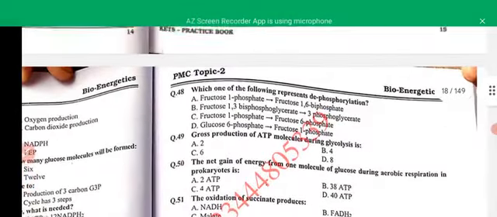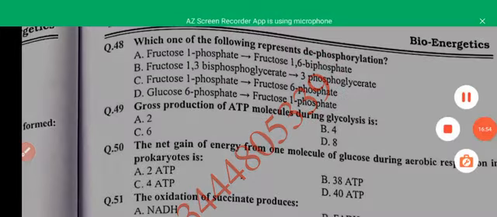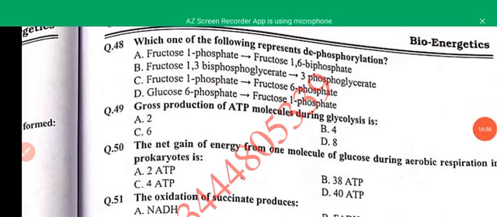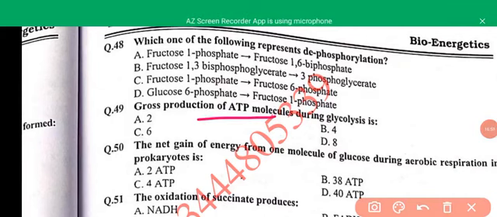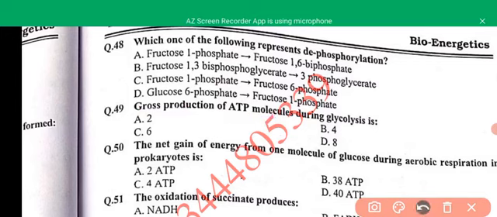Then we came across this type of question: the gross production of ATP molecules during glycolysis. We have to follow the gross ATP. Gross ATP means the total amount of ATP produced. 4 ATP are produced directly, and it is the product of glycolysis. Others are produced indirectly, that is through NADH. So the best option is B.